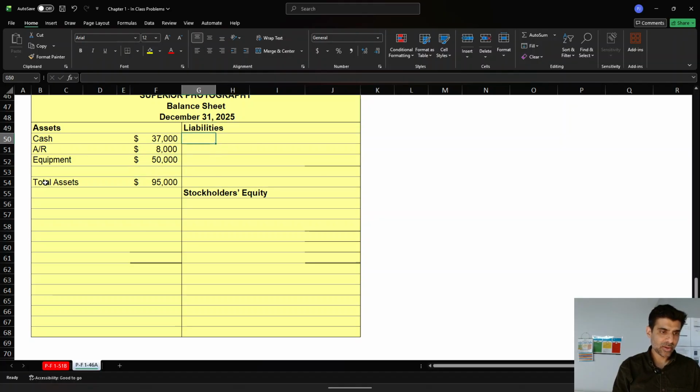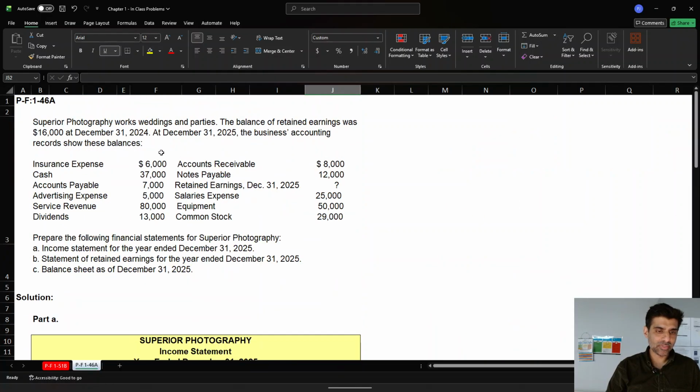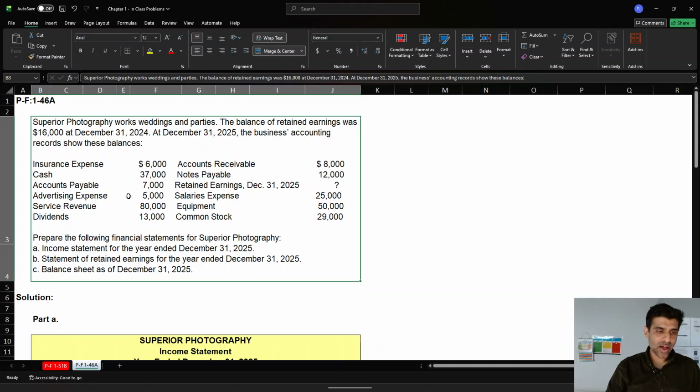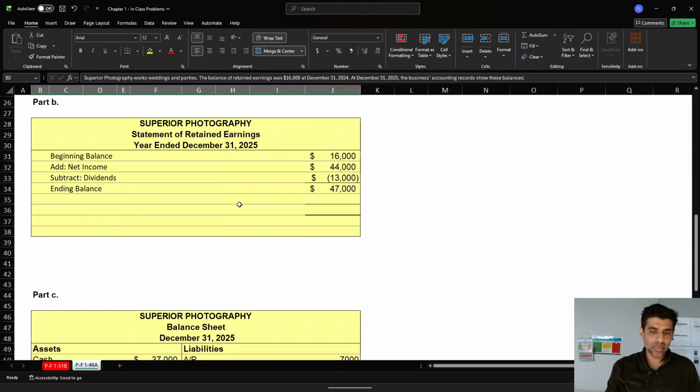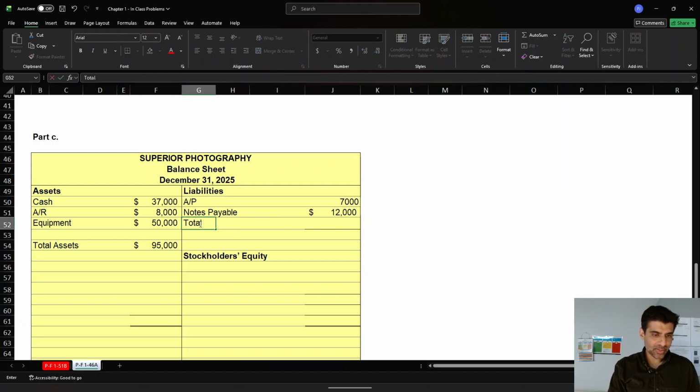Now what are my liabilities? What were they? Accounts payable. How much? 7,000. What else? Notes payable, 12,000. And where are we getting this? Let's just look up here, just so we're clear. Notes payable, 12,000. Accounts payable, 7,000. That's where these numbers are coming from. You just had to have the understanding of going through this list of accounts and knowing which ones were liabilities. So these two are the liabilities. So our total liabilities, again, I'll add these up.